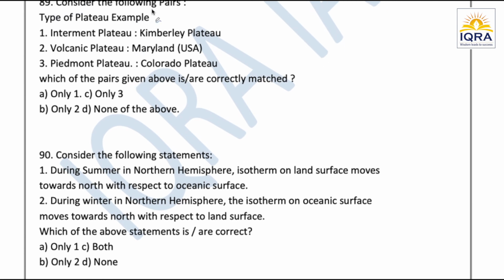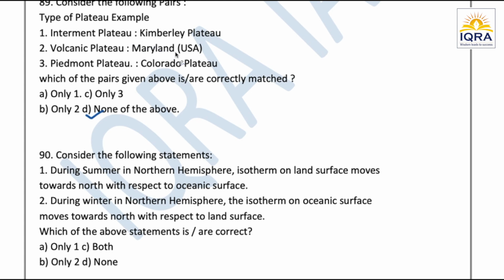Question number 89. Consider the following pair, intermontane या intermediate plateau, volcanic plateau और Piedmont plateau के बारे में तीन ये statements दिए हुए हैं. But all the options are incorrectly matched here. Hence, the answer for our question becomes D, that is none of the above, because volcanic eruption में volcanic plateau is the Kimberley Plateau, which is situated in Australia.